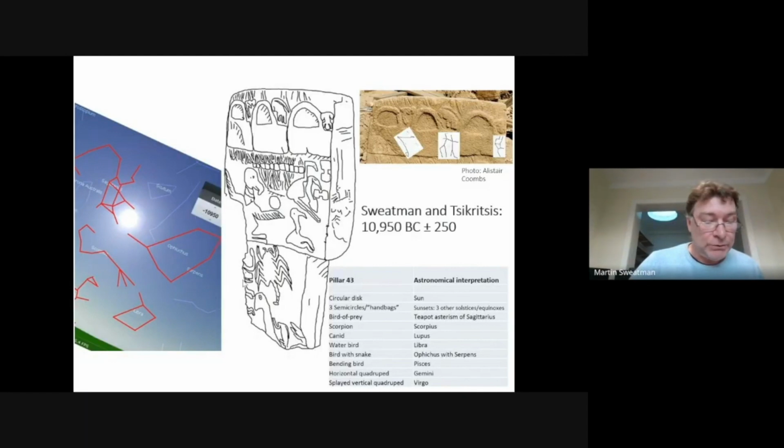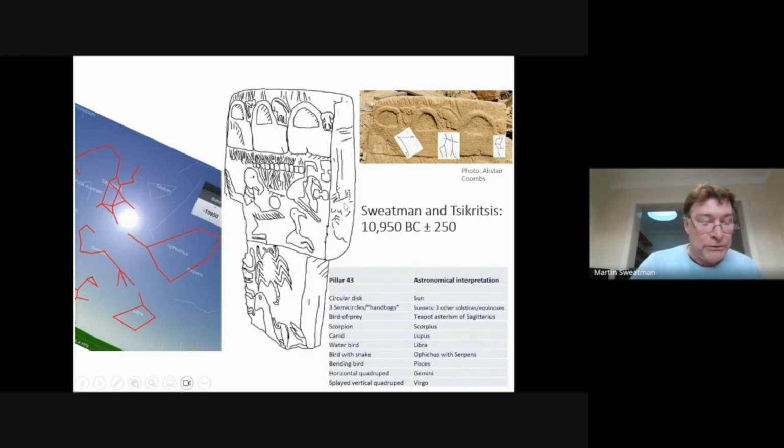Also, if our hypothesis is correct, we expect to see Lupus, which is the mad dog or wolf constellation, just to the left of the scorpion, and indeed that does appear to be what we find. In fact, the posture of this canine symbol is exactly right for Lupus. So this is already quite a strong correlation.